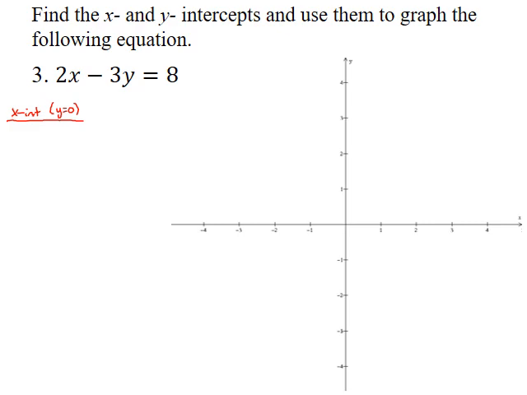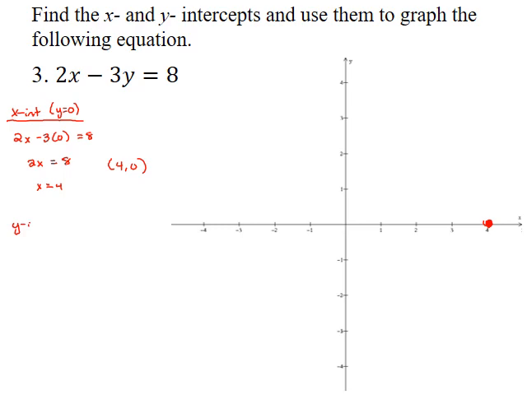So if I let y be 0 in the original equation, so 2x minus 3 times 0 equals 8, that would be 2x equals 8 because the 0 goes away, and you get x equals 4. Now, since x is 4 when y is 0, you have just created the point 4, 0. So I'm going to go over to 4, 0, and plot that first point.